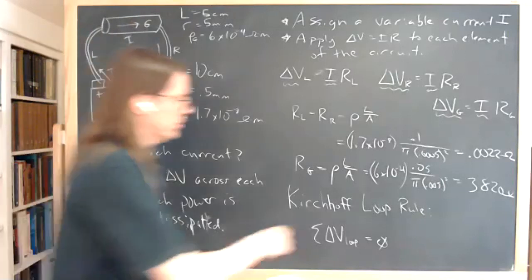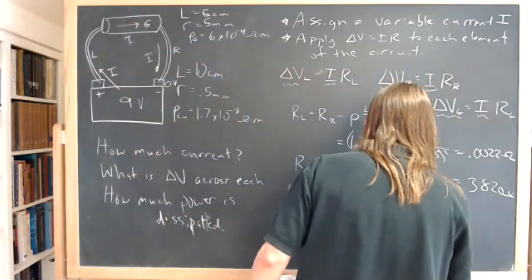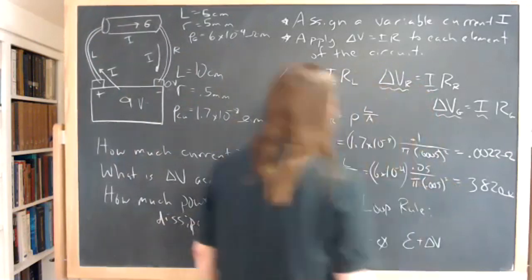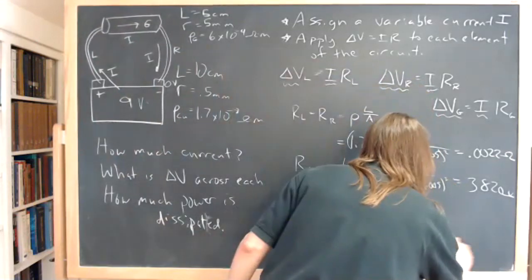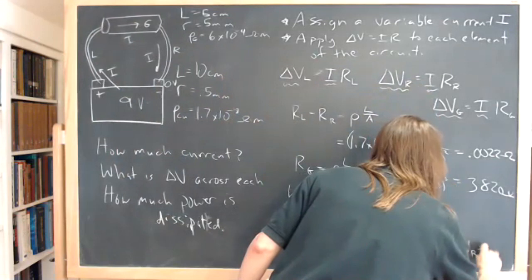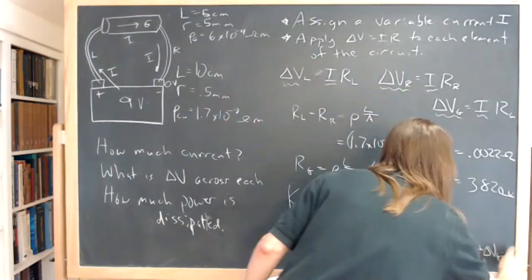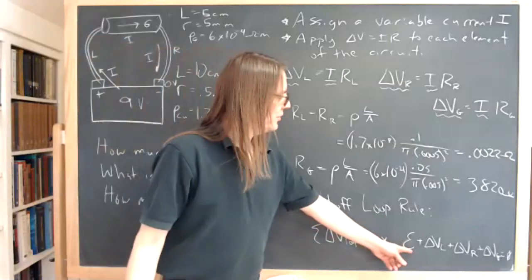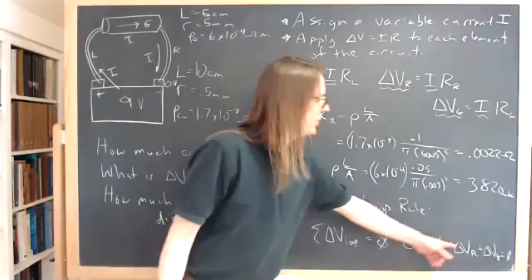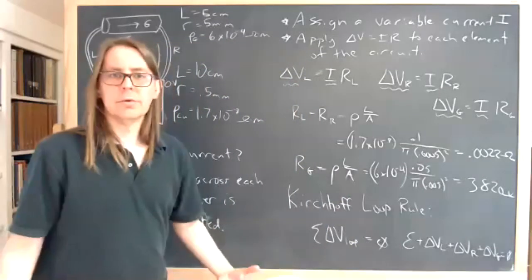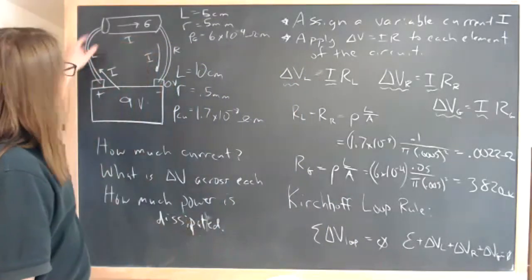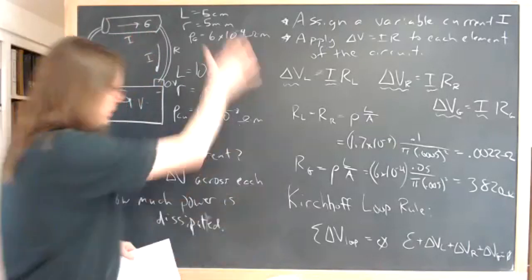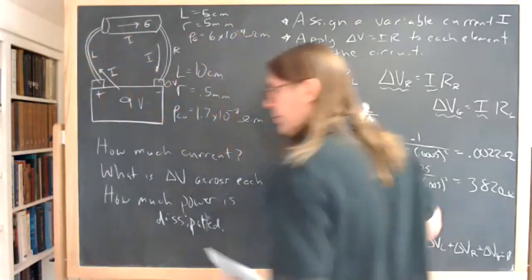So in this case, it would really be the EMF of the battery plus delta V_L plus delta V_R plus delta V_G equals zero. So you can see that if we put a positive 9 volts here, these would have to come out negative. And they do, because they are voltage drops. Drop, drop, drop, has to add up to 9. So now what I'm going to do is erase this side, and we will keep going on this problem.